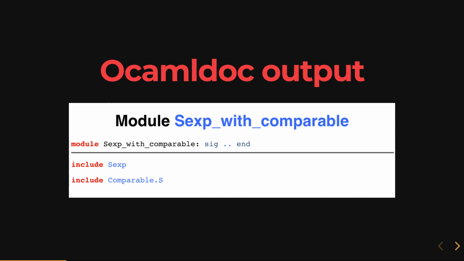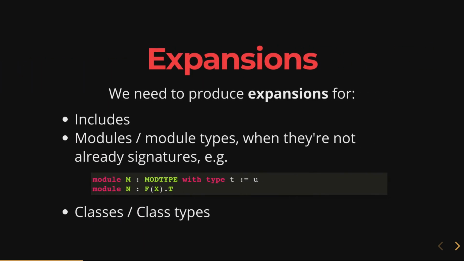We could really do with showing what the includes here end up including, the types, the functions and their associated docstrings. This is what we call expansions. Now it's not just includes that we're going to need to expand. The signatures of modules and module types are often described by referring to other module types, sometimes with additional type or module equalities or substitutions. Sometimes they're not, they're just signatures, in which case we don't need to do any extra expanding.